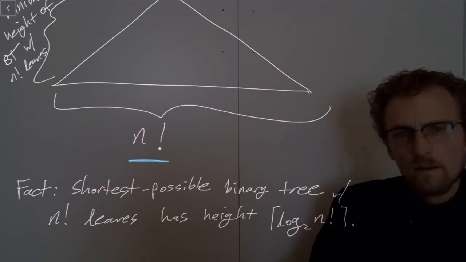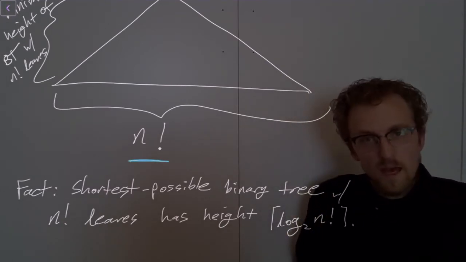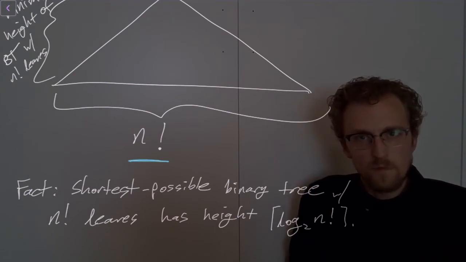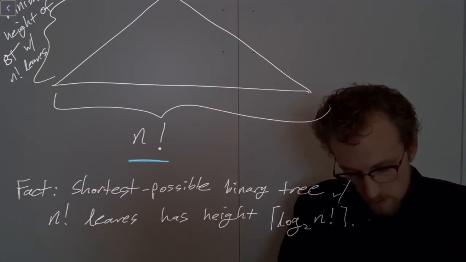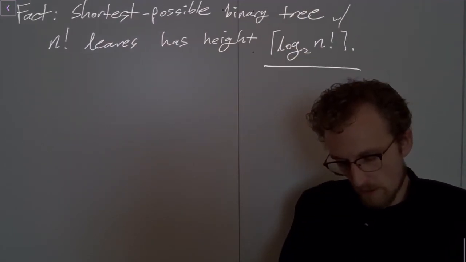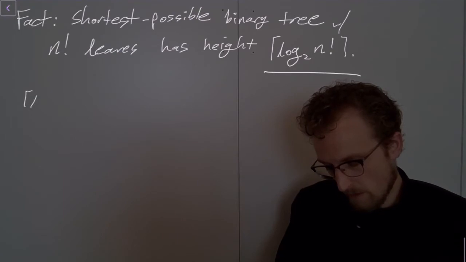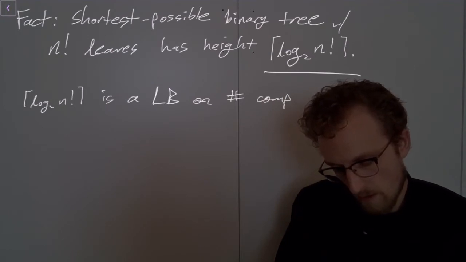Okay. So what does this tell us? This tells us that every sorting algorithm that uses comparisons to sort an array has to use at least this many comparisons. So this means that the ceiling of log base 2 of n factorial is a lower bound on the number of comparisons to sort n numbers.